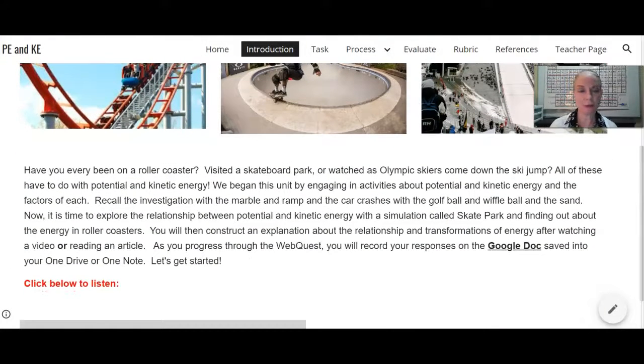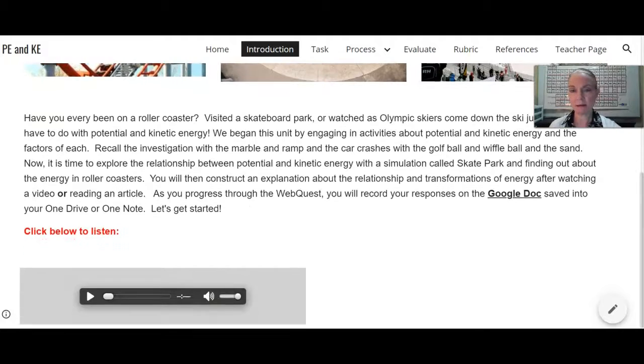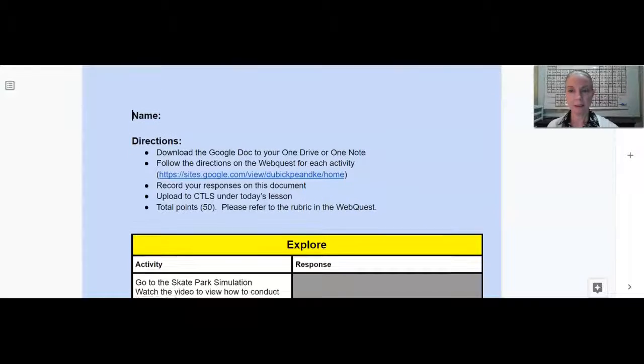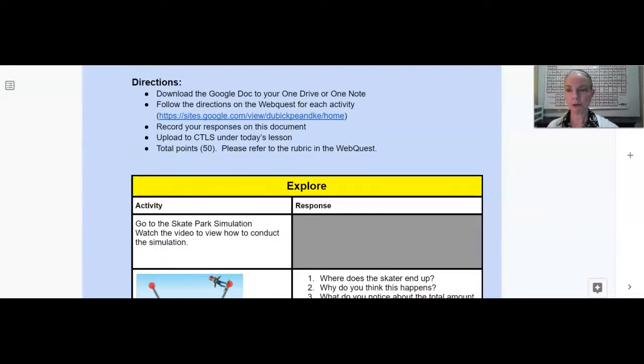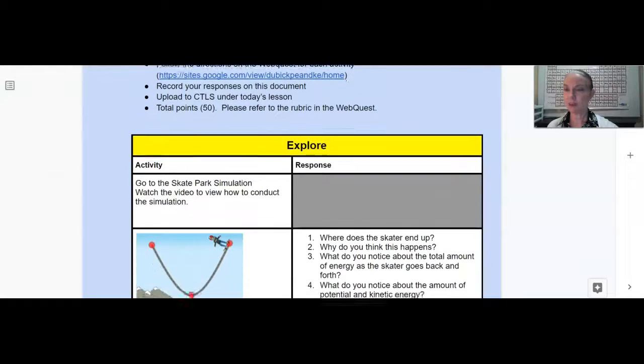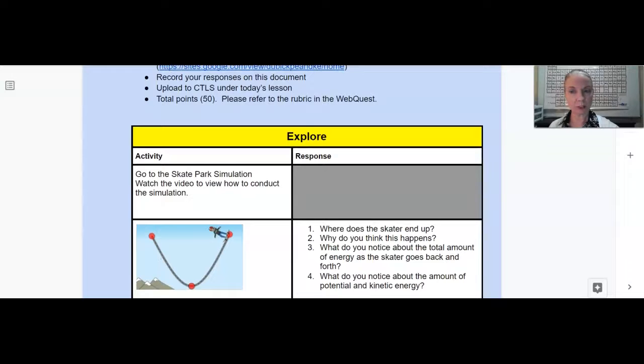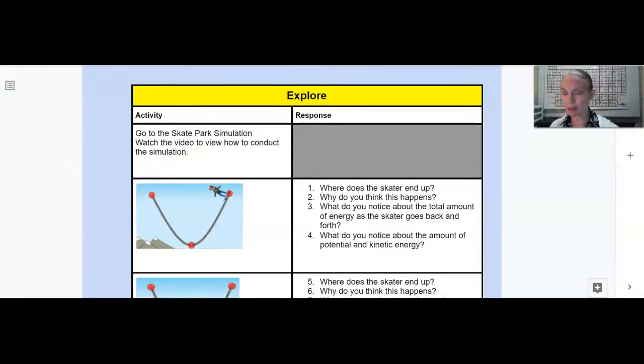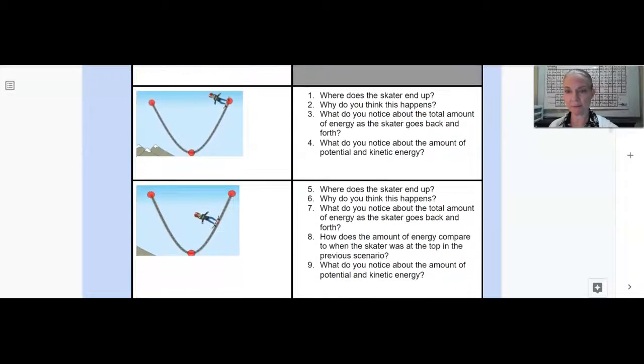Students will have the opportunity to listen a little bit more, and then also they're going to open up a Google Doc where they're going to record all of their responses. So let's take a look at that. Here's the Google Doc where they're going to record all of their responses. The Google Doc follows in line with the WebQuest. So students are going to explore with the skate park and they're going to respond to some questions right here on the Google Doc.